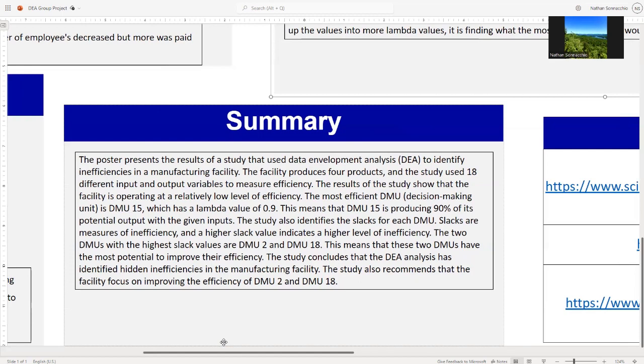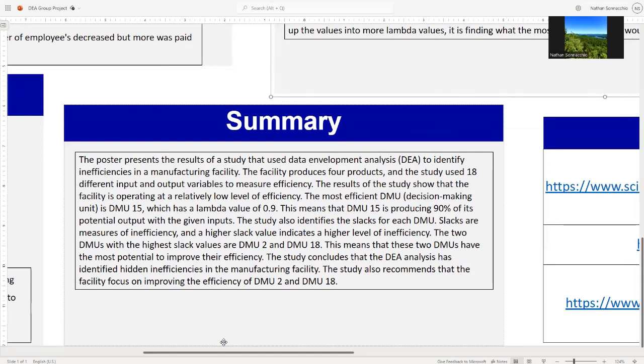The study also identifies the slacks for each DMU. Slacks are measures of inefficiency, and a higher slack value indicates a higher level of inefficiency. The two DMUs with the highest slack values are DMU 2 as well as DMU 18. This means that these two DMUs have the most potential to improve their efficiency.